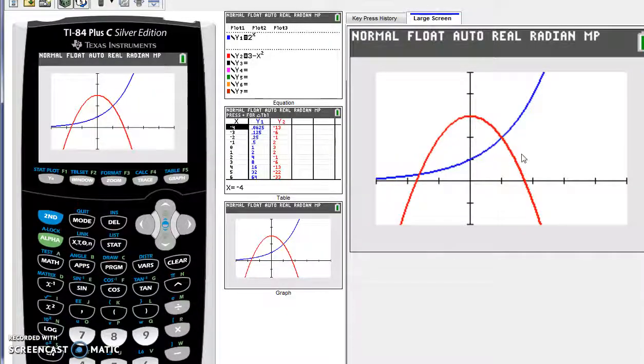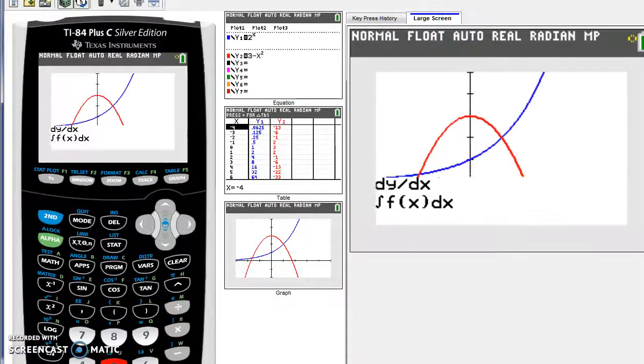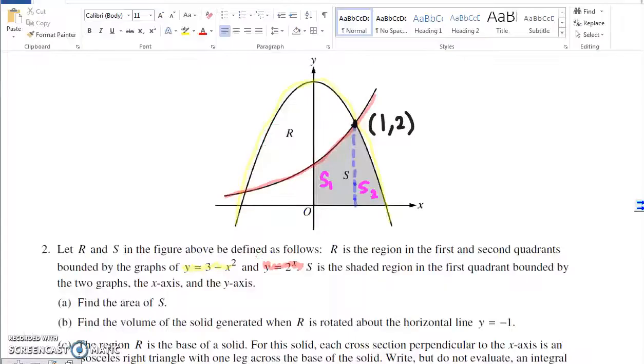So we want to find this intersection here. Go to second, calculate, 5 intersect, and my cursor is already close to that intersection that I want. First curve, yes, so I'm going to hit enter. Second curve, yes, hit enter. And then finally, your intersection is at 1, 2. So we've pretty much determined that this intersection is at 1, 2.